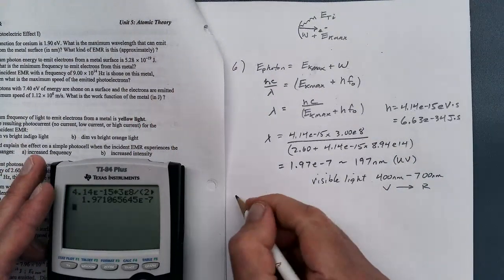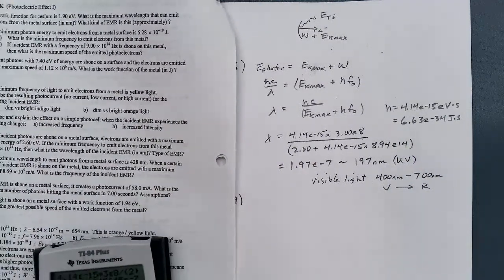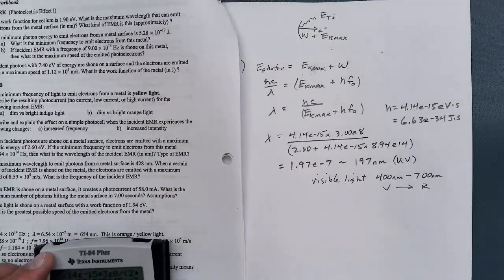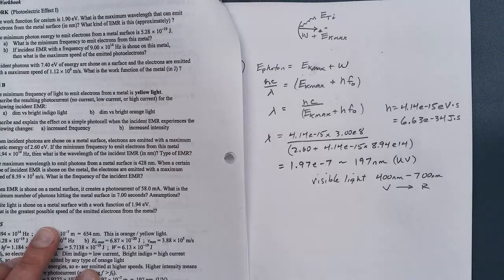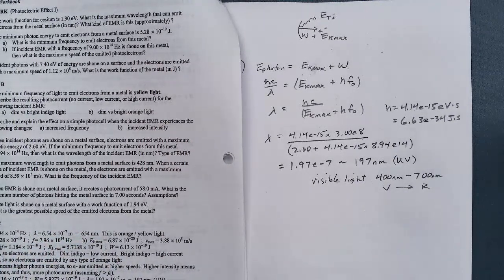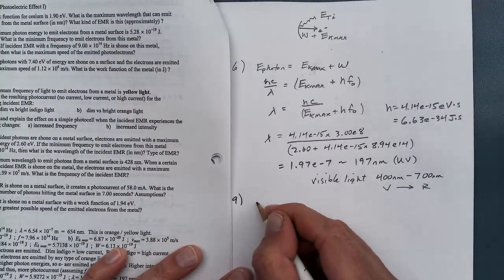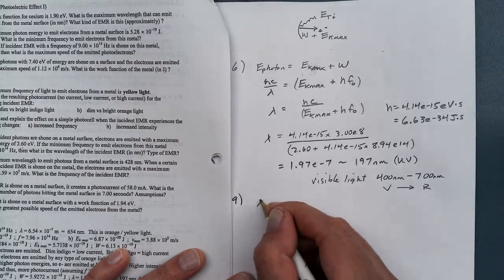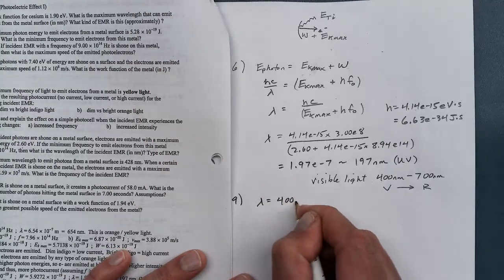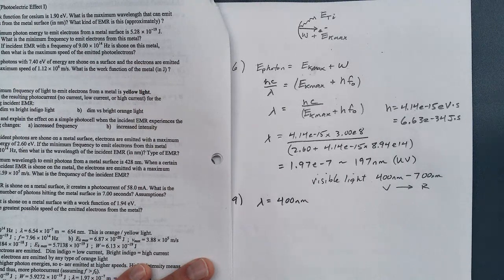All right, let's try one more question here. All right, white light is shown on a metal surface with a work function 1.94 eV. What is the greatest possible speed of the emitted electrons from the metal? All right, so in the case of the greatest possible speed, that would have to be the highest energy. So for the visible spectrum, we'll use the wavelength of 400 nanometers, which corresponds to violet light, because that would be the highest energy and give the electrons the most kinetic energy.